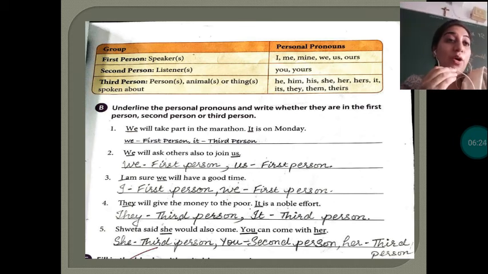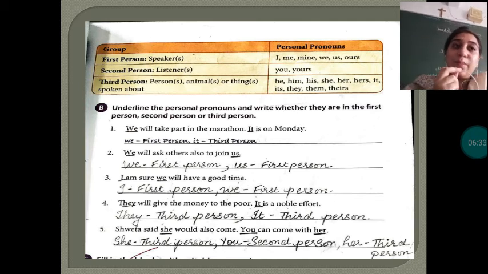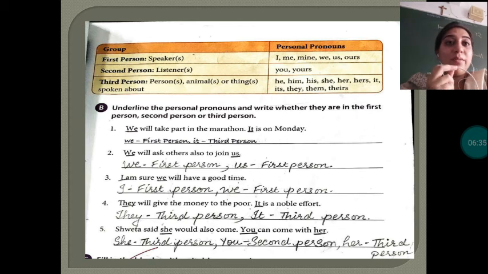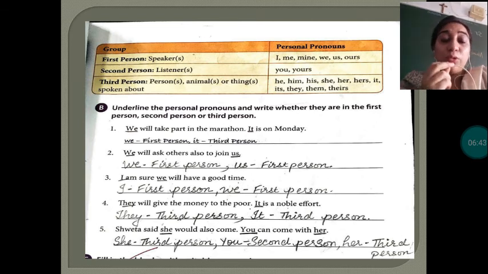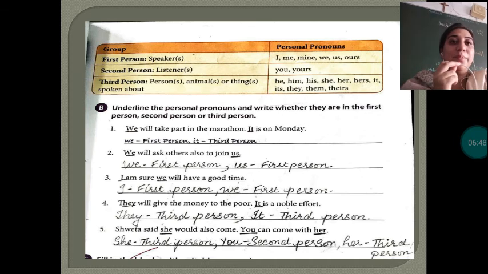Now students, according to this you have to underline the personal pronoun and write whether they are first person, second person or third person. So you have to just remember, speaker is the first person, second person is the listener and third person is about whom we are speaking, that is persons, animals and things spoken about.